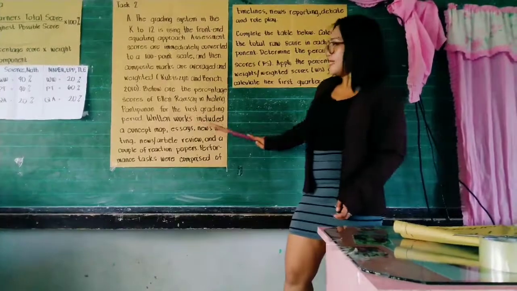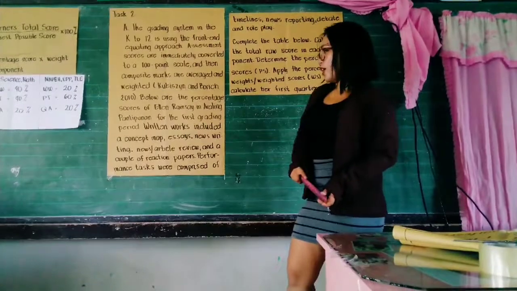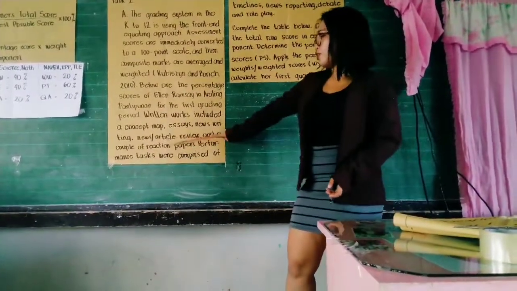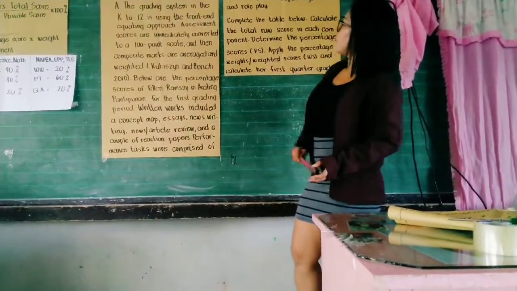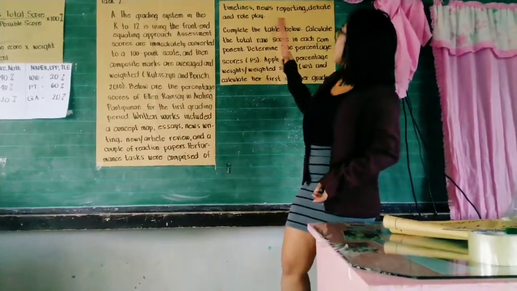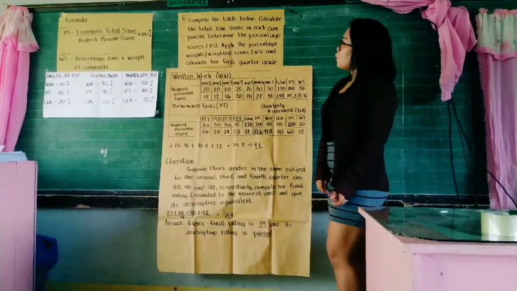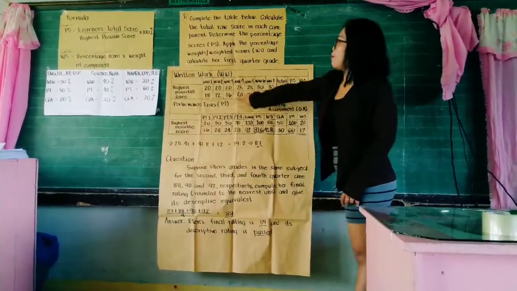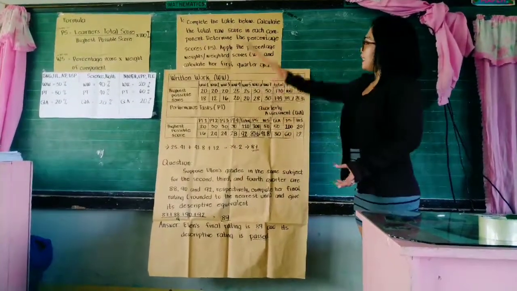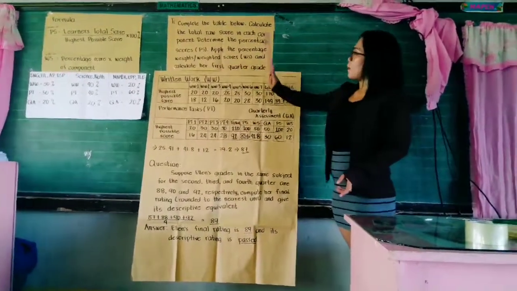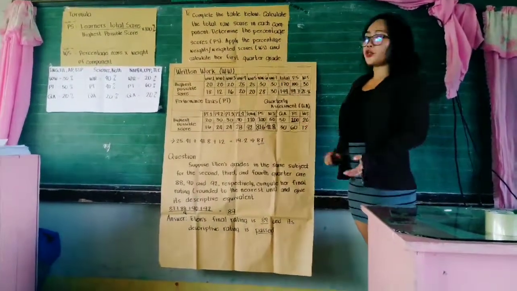Written works included a concept map, essays, news writing, news or article review, and a couple of reaction papers. Performance tasks were comprised of timelines, news reporting, debate, and role play. Complete the table below. So here's the table. Calculate the total raw score in each component. Determine the percentage scores. Apply the percentage weight or weighted scores. And calculate her first quarter grade.